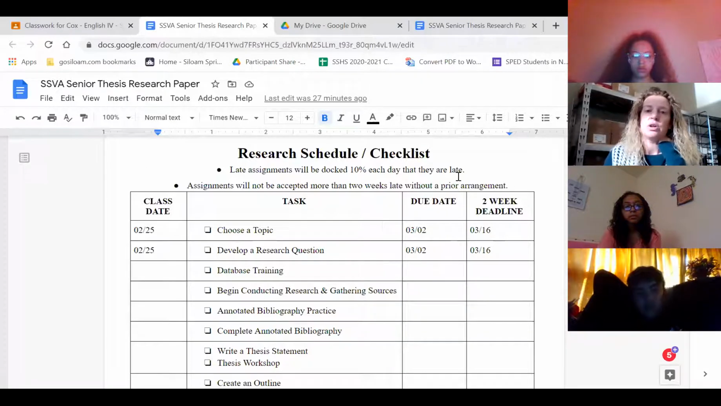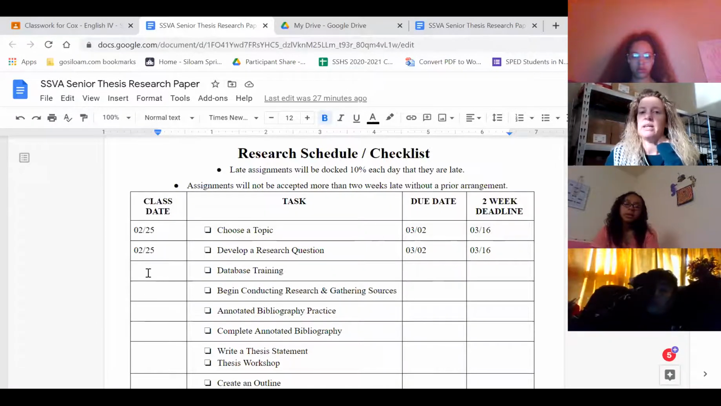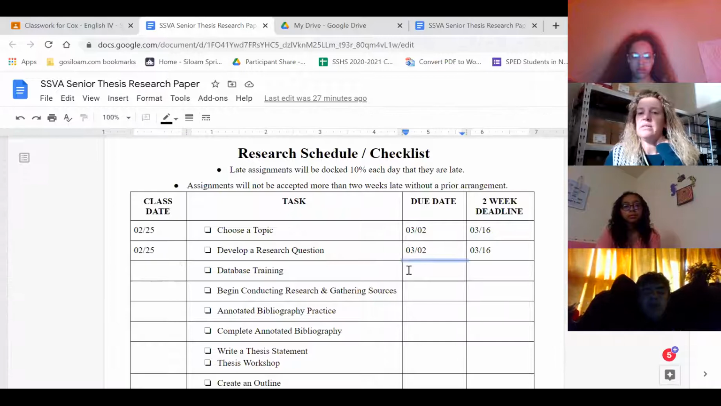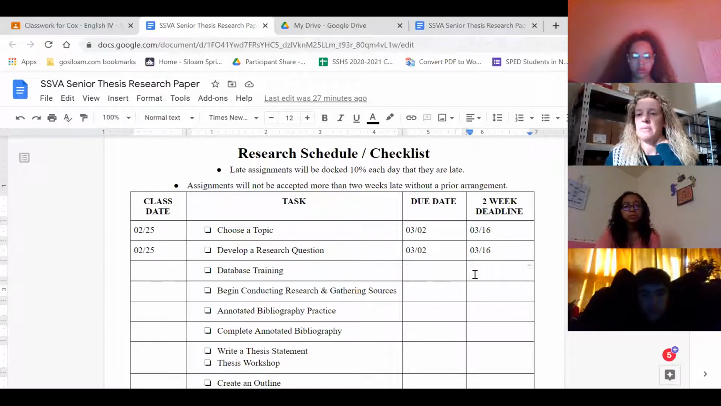Okay. And like I said, this is going to be updated every class day. So you will know exactly when it was assigned, when the due date is, and when the deadline is. Okay? Everybody got that? And when the 2-week deadline is. Okay?